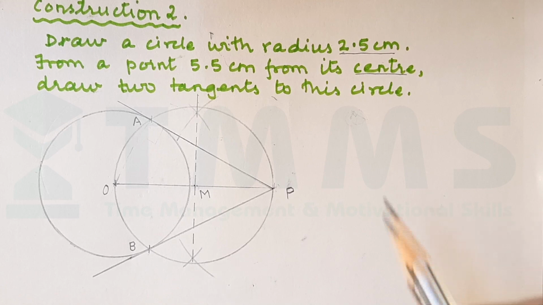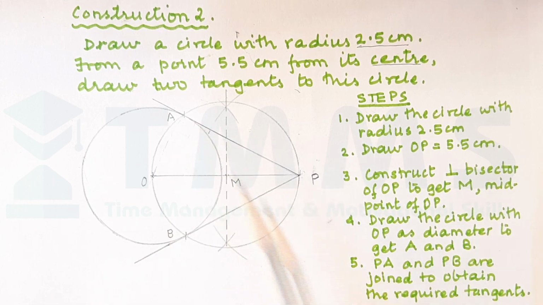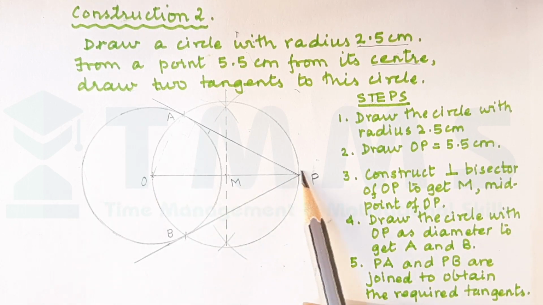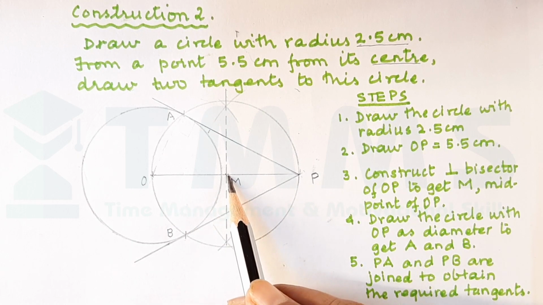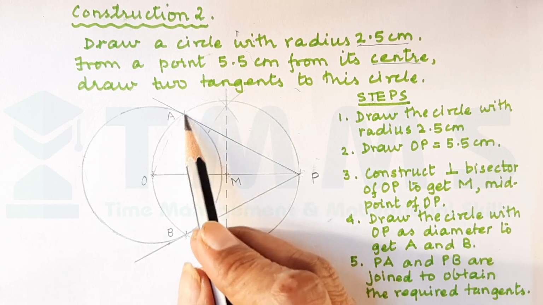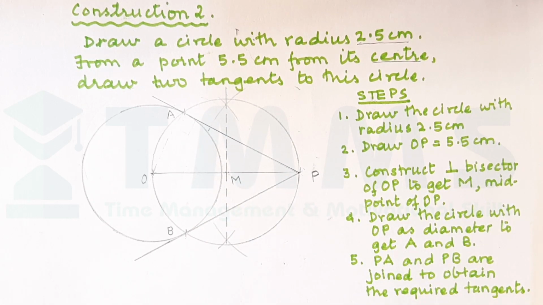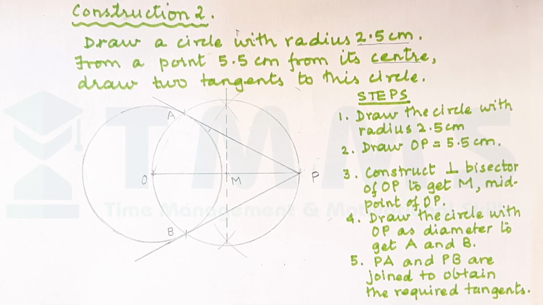Now let us recapitulate and let us see the steps. Our first step was to draw the circle with radius 2.5 centimeter. Then we drew OP 5.5 centimeters from here to here. Construct perpendicular bisector of OP to get M, which is the midpoint of OP. The next step is to draw the circle with OP as the diameter, and where it intersects, that's your point A and B. Number 5, we joined PA and PB to get the tangents, and PA and PB, they are the required tangents. Now tell me, wasn't it easy to draw these tangents?